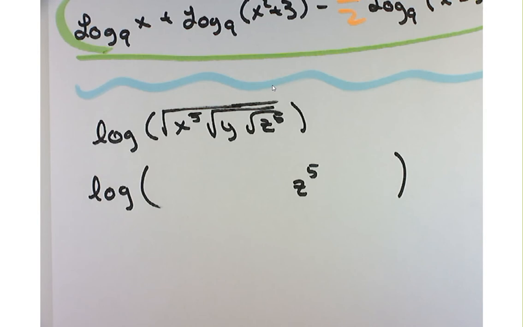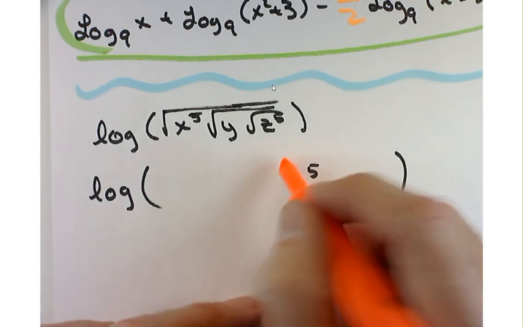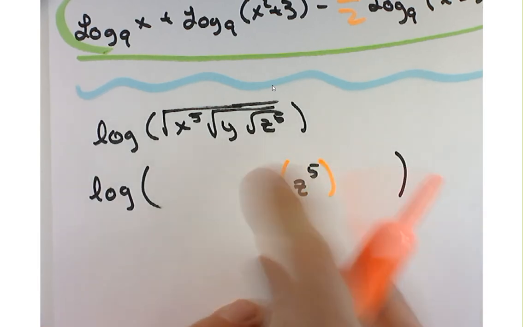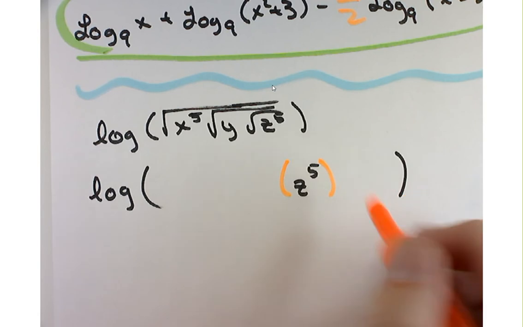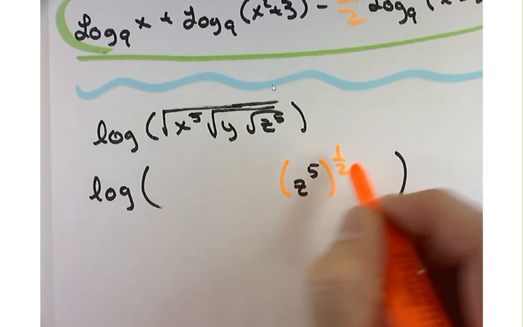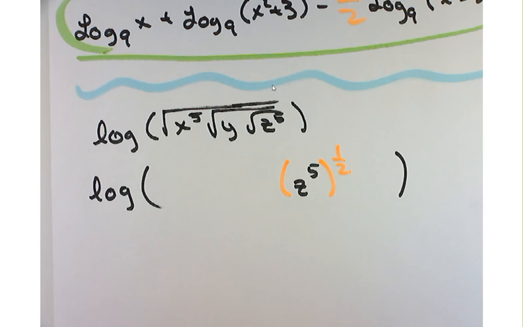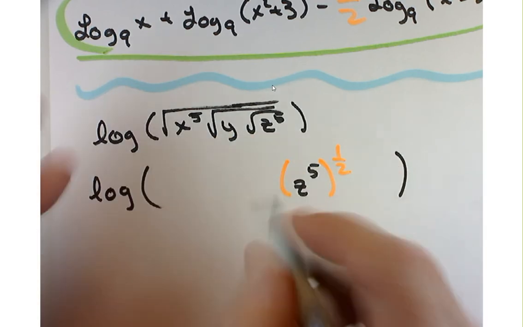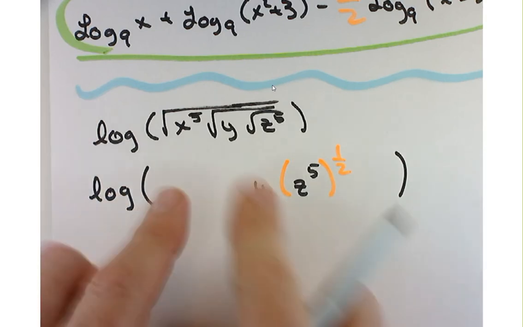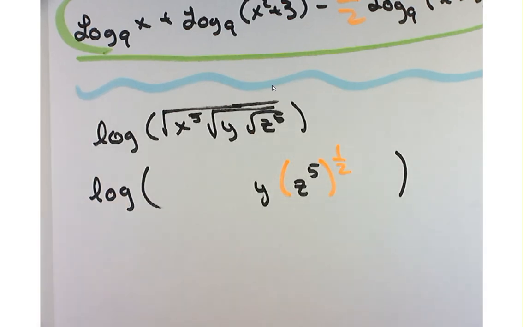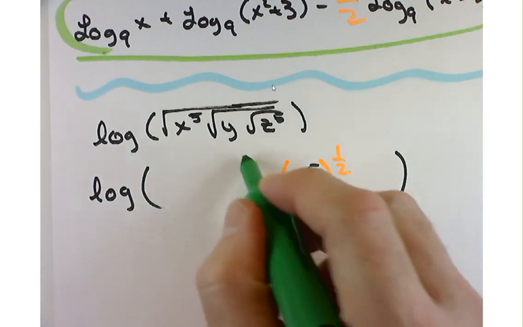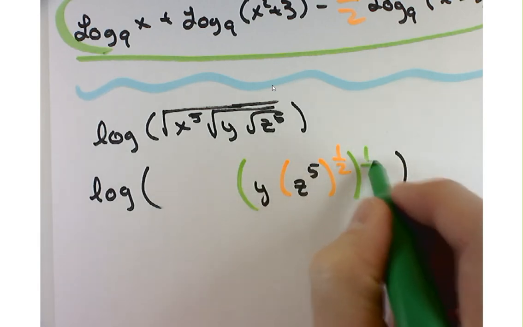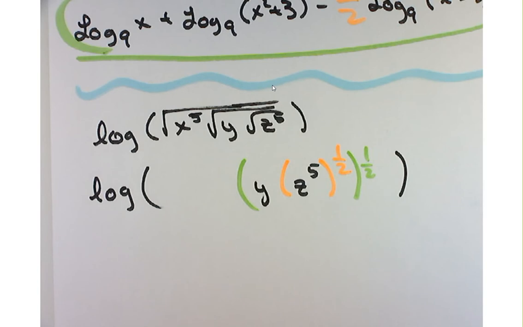A square root is really something to what power? Something to the 1/2 power. All right. Now both of those are underneath another square root, which is y. And that's underneath something to the 1/2 power again. And I'm using the color in here to try and show you how these are nested. And that's important here.